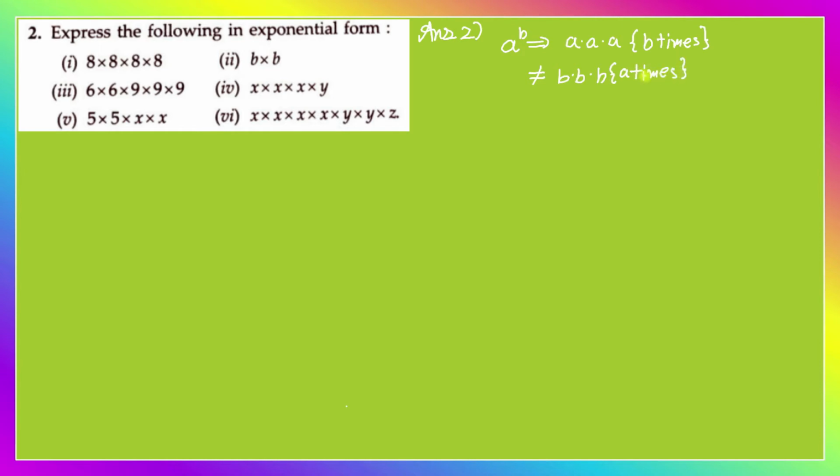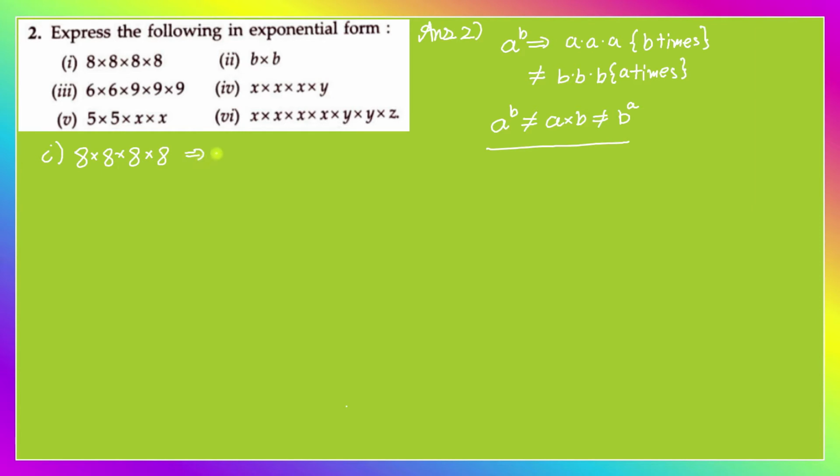It is a common confusion. If you don't have this confusion, it is very good. And the second thing, a to the power of b does not equal a into b, and it is not equal to b to the power of a. That is, exponents are not commutative. So it is simple logic. Now for the first part of this question, we have 8 into 8 into 8 into 8, that is, 4 times 8 is there.